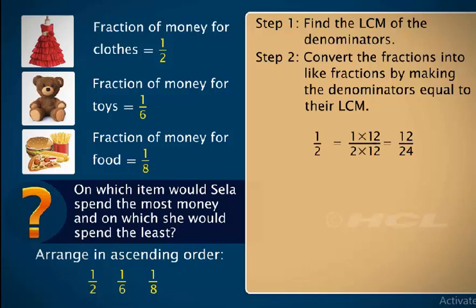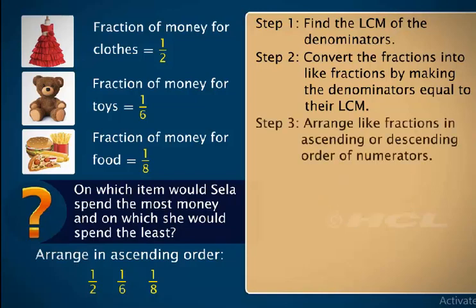Multiplying the numerator and denominator of the fraction 1/6 by 4, we get its equivalent fraction 4/24. Multiplying the numerator and denominator of the fraction 1/8 by 3, we get its equivalent fraction 3/24. In step 3, we arrange the like fractions in the ascending or descending order of their numerators.